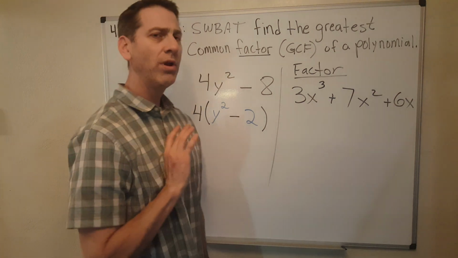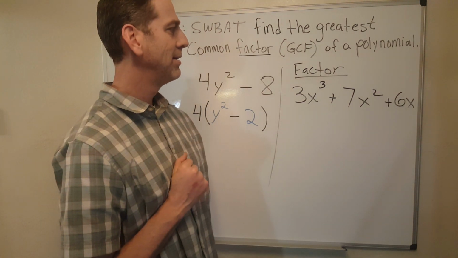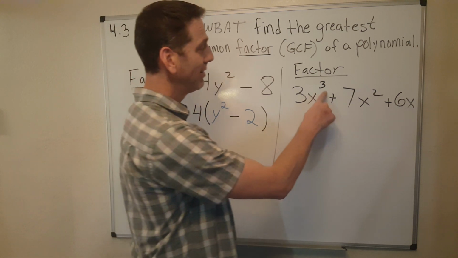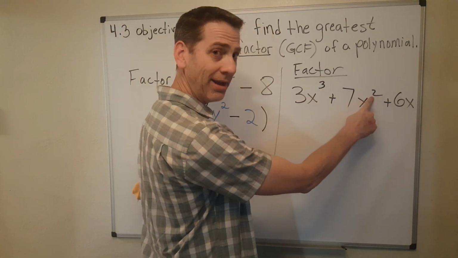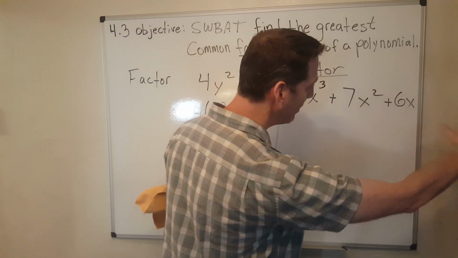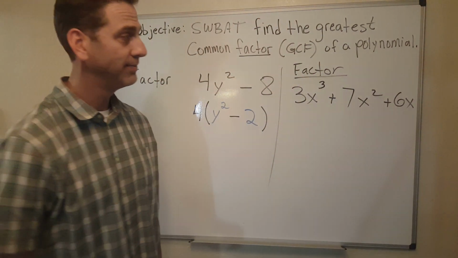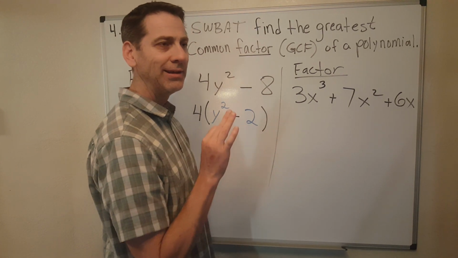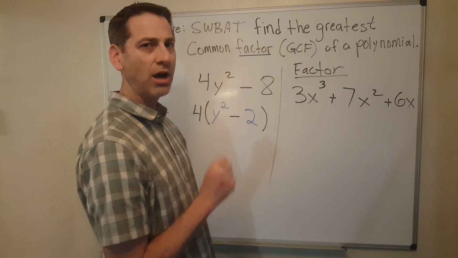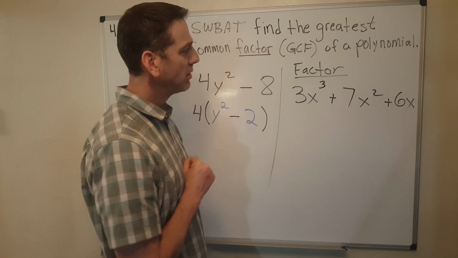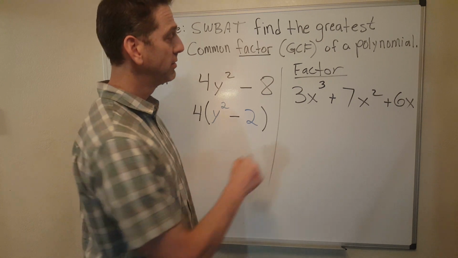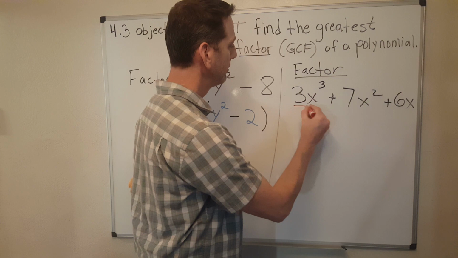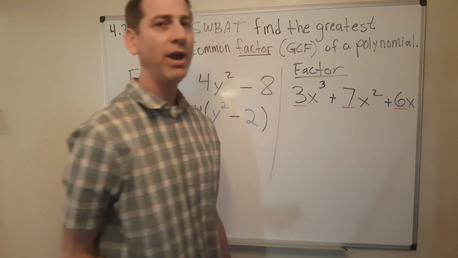Okay, so first thing I need to do is see, well, is it in descending order? There's my highest degree, my second highest degree, my third highest degree, right? So it is in descending order, which is good. Okay, now the next thing I need to look at, does it have a greatest common factor? Okay, so first I'm going to look at my numbers. 3, 7, and 6. Do I have a greatest common factor?